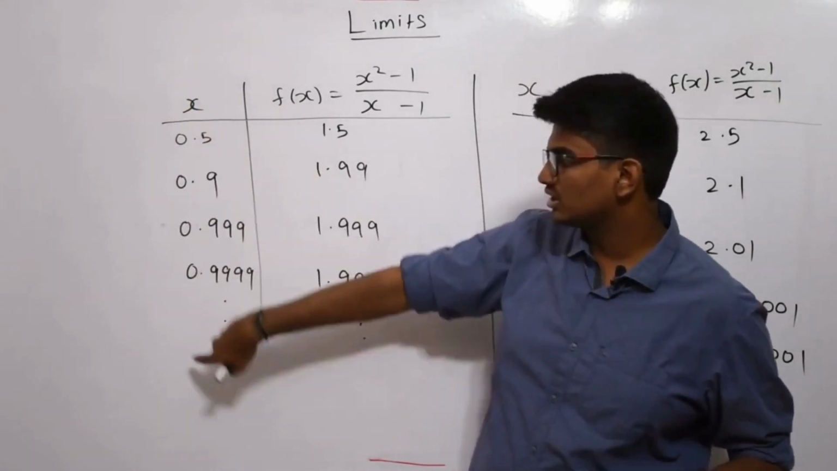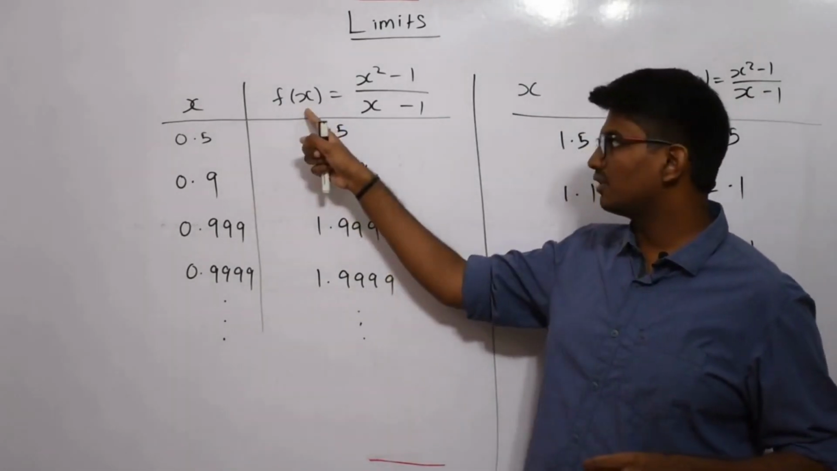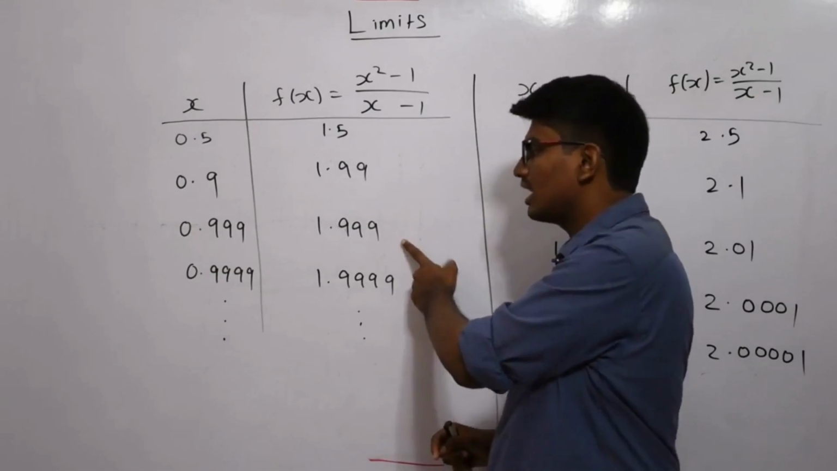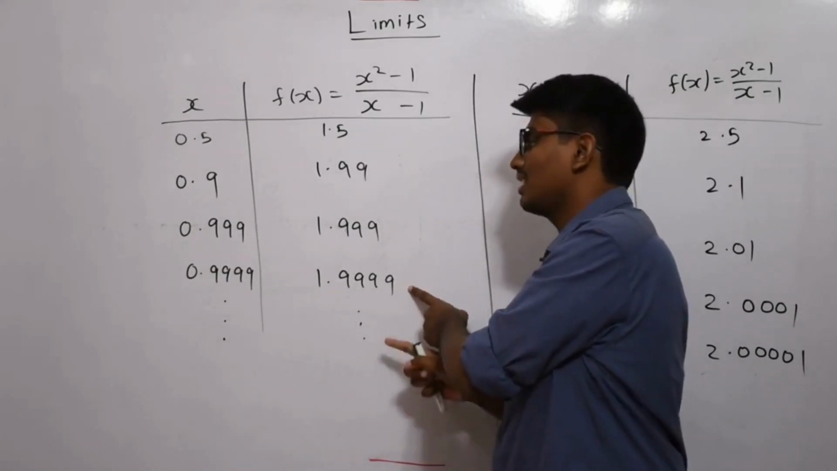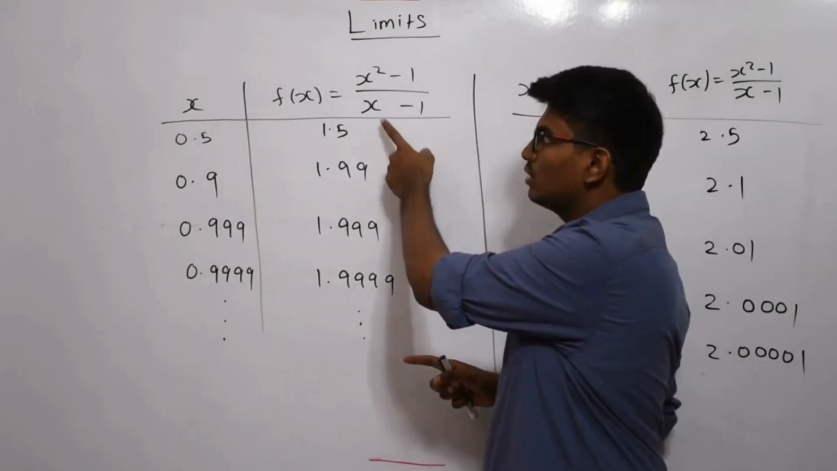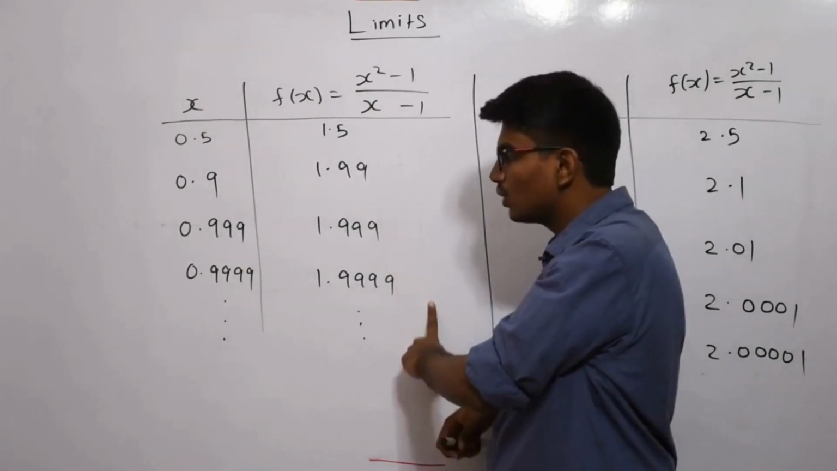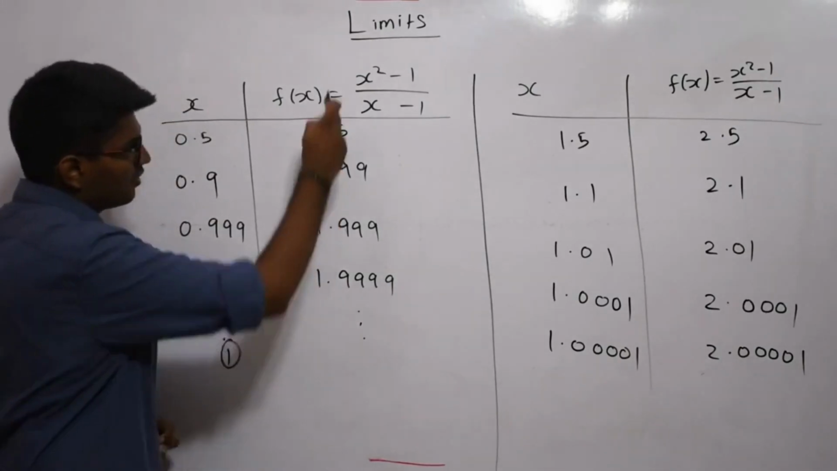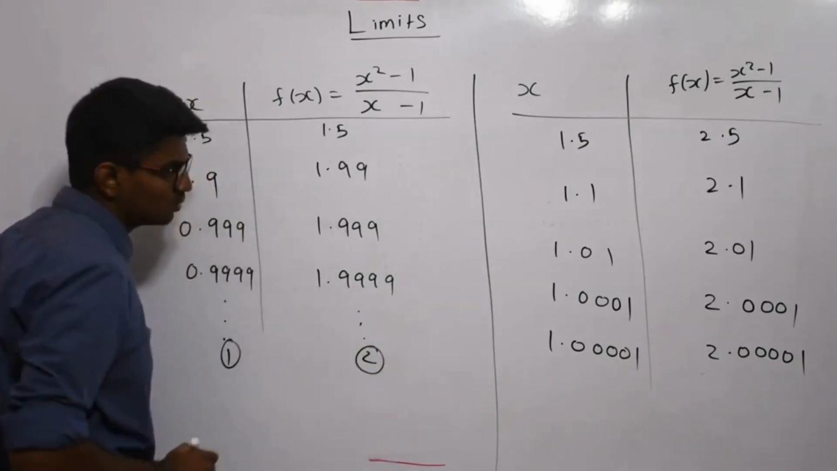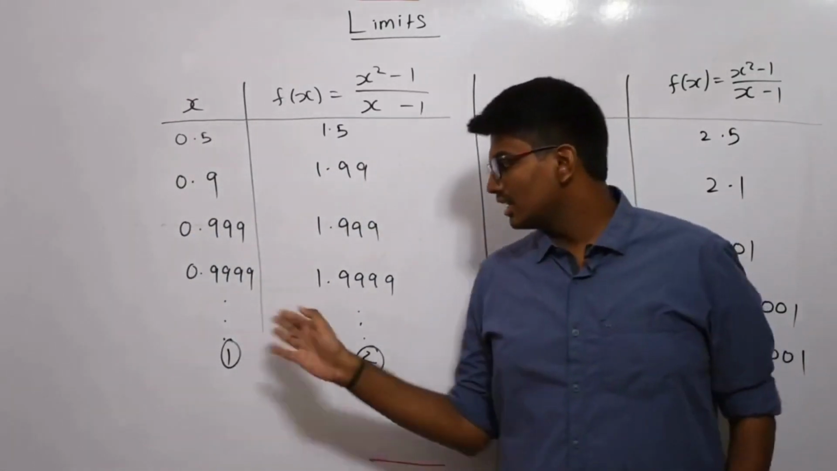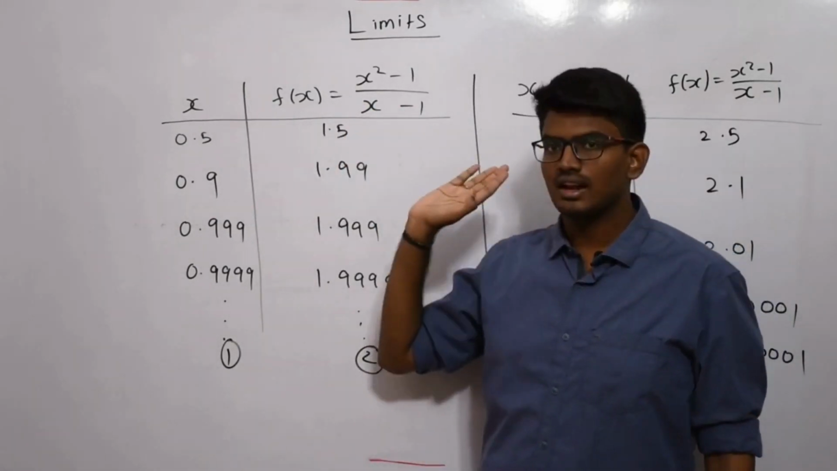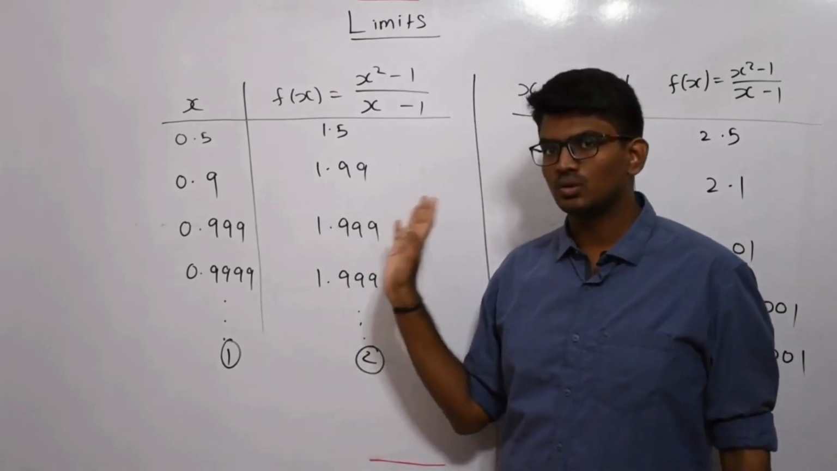If the x value approaches towards 1, how is this f of x value varying? You could see 1.5, 1.99, 1.999, 1.9999, which means the value of f of x is approaching towards 2. If x approaches towards 1, my f of x value is approaching towards 2. So I said that 2 is my limit. Limit of f of x when x tends to 1 is 2. That is what I said.